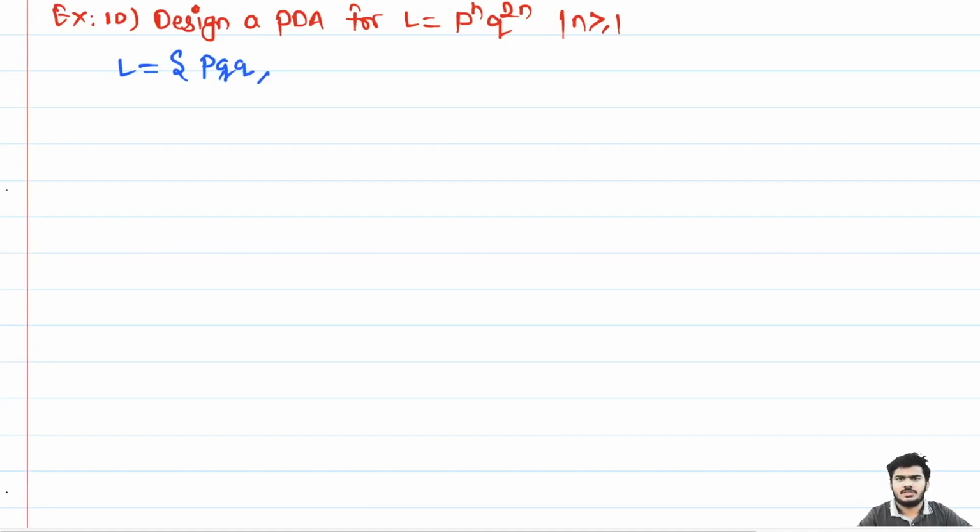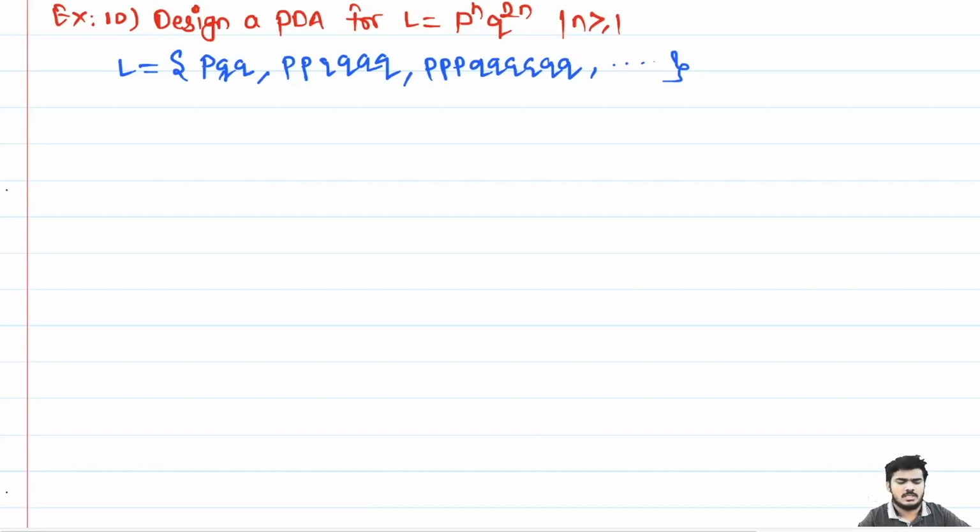Then when n is equal to 2, the string becomes pp followed by qqqq. When n is equal to 3, the string becomes ppp followed by six q's. So whatever number of p's comes, if we double that, that number of q's will be present in the string. The language contains such strings, and the language is infinite because it contains an infinite number of strings. So first we have to build a logic for this.